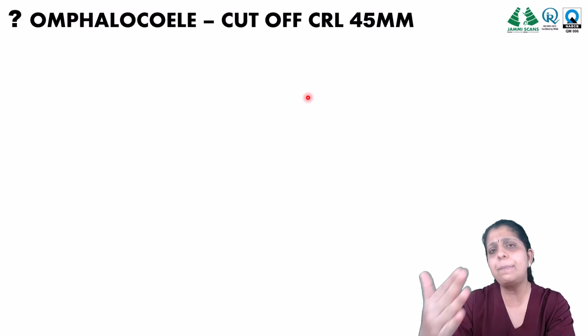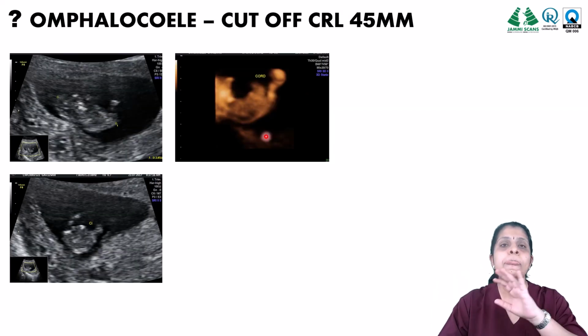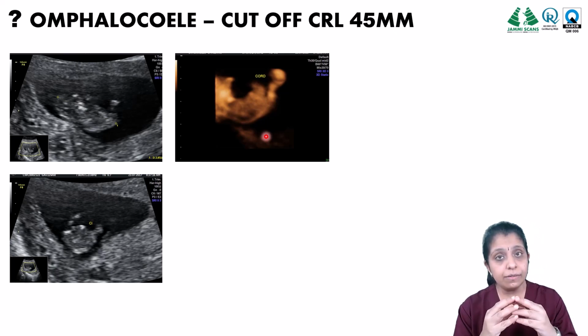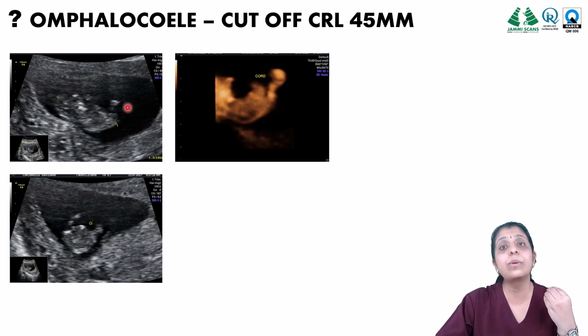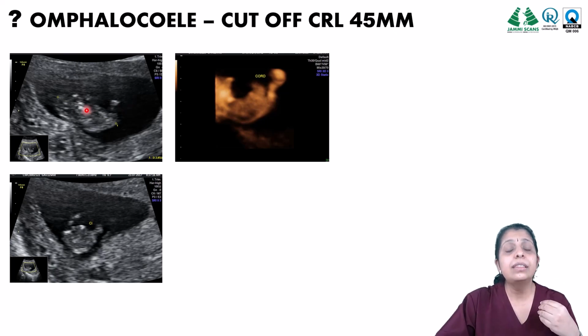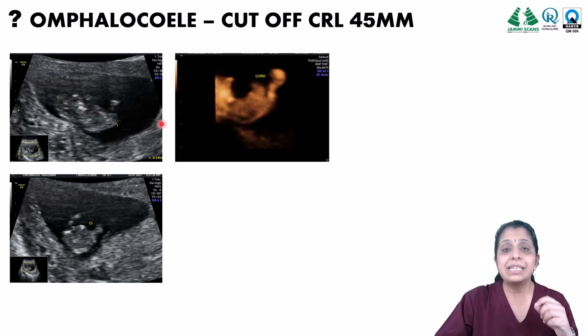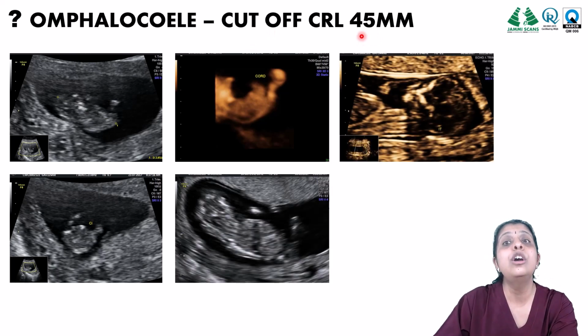Okay, apart from that, now let's come to the more interesting part. We all know that there is something called physiological gut herniation, and what the cutoff is, is what we need to know. Recently, we get babies referred as query omphalocele, where the baby was only around 3.5 centimeters. So you could probably give the baby 1 week or 10 days time to grow. The cutoff of physiological omphalocele is 45 millimeter.